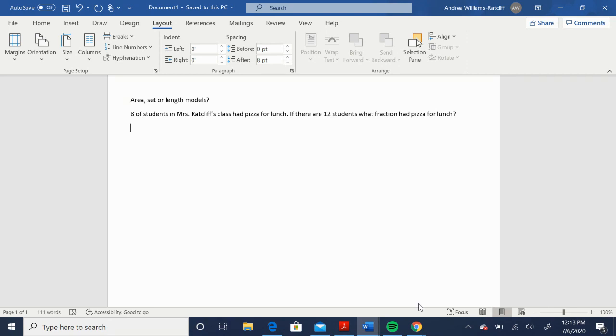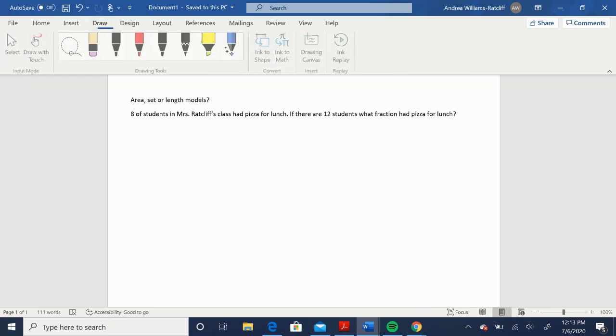Okay, so let's start out with how could we show this? I would probably use a set model here because ultimately that's what we're talking about. We're talking about a set of students. So I would start out by arranging these 12 students. Okay, so I'm going to use my draw option here.